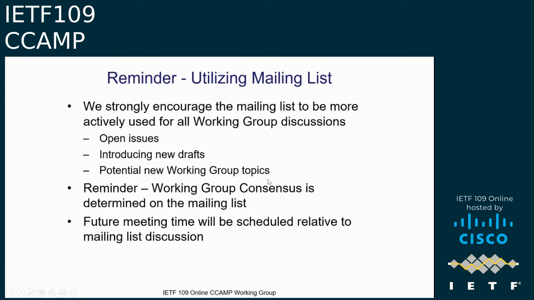For the mailing list, we always encourage people to use it as much as possible, especially to introduce open issues, new drafts, or even potential new work topics in CCAMP. Another reminder is that working group consensus is determined on the list rather than at an online or face-to-face meeting. So if we reach some consensus here, we still need to bring the discussion to the list to get a formal working group consensus.